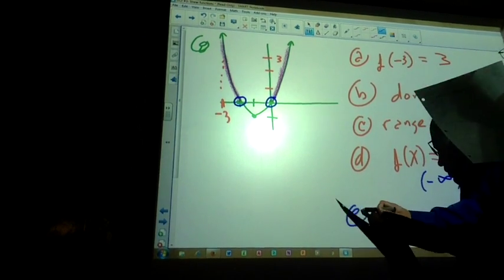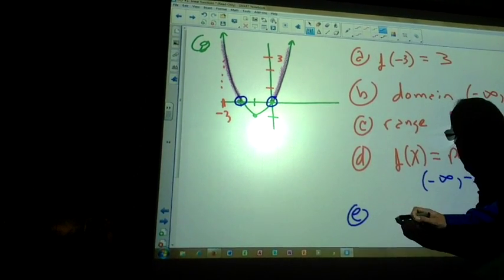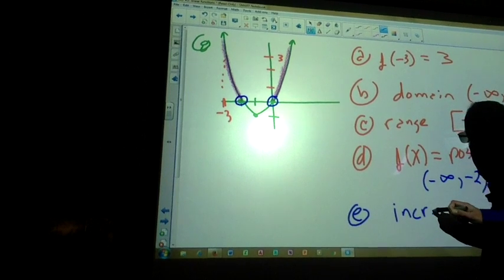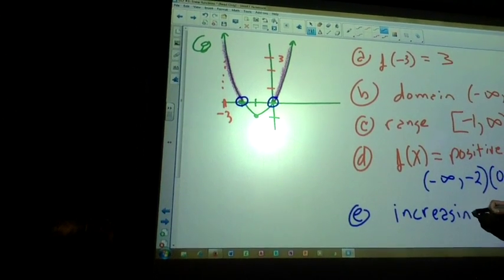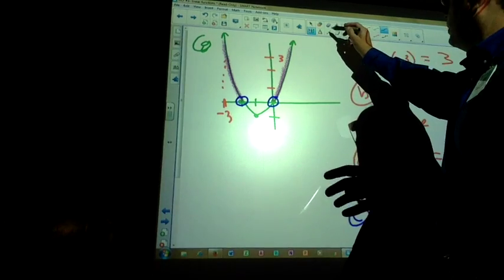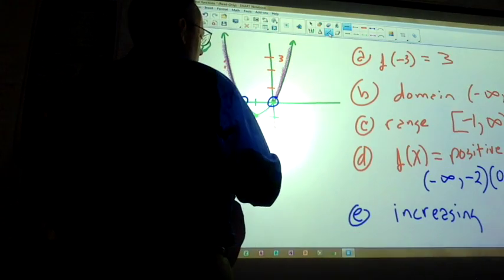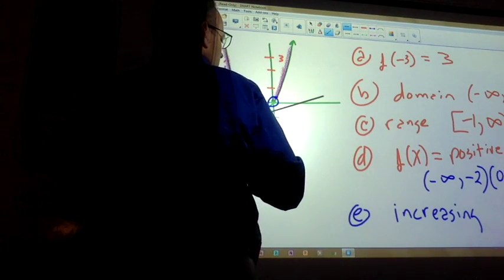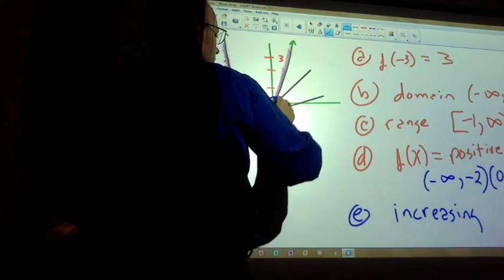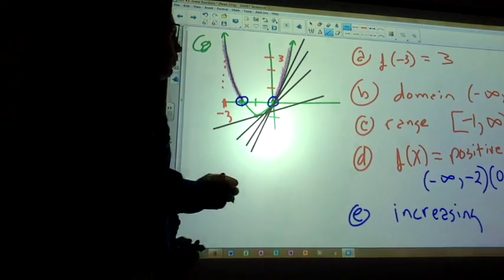Letter E says, where is this, the interval where it is increasing? Okay, now, you remember we talked yesterday. Increasing is a little different than positive. Increasing means this. And this is the calculus that's taking place on this problem right here. If I were to draw a whole bunch of lines like this, these are actually called tangent lines because they touch the graph once.